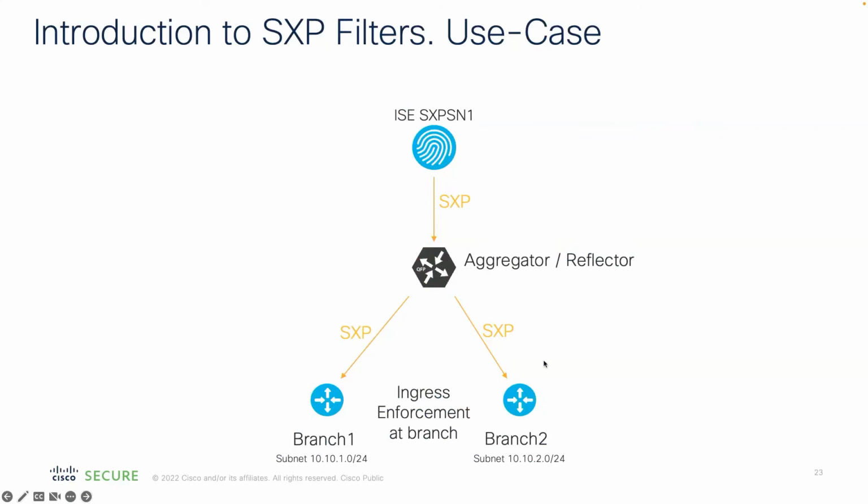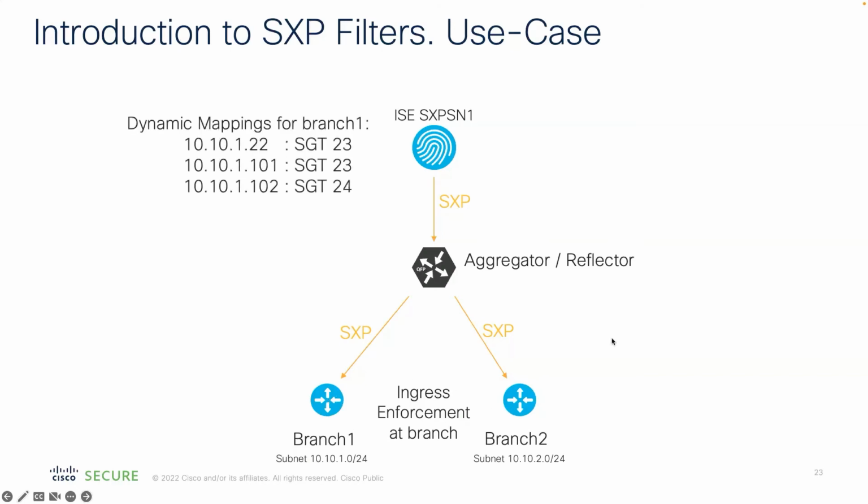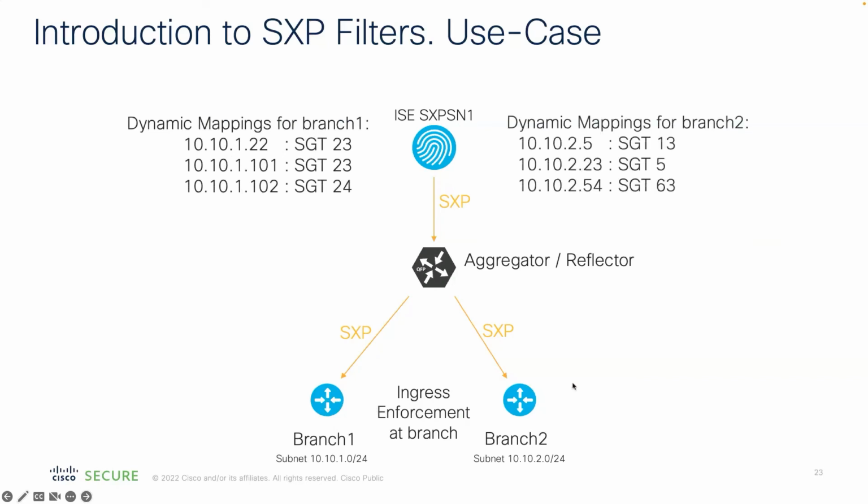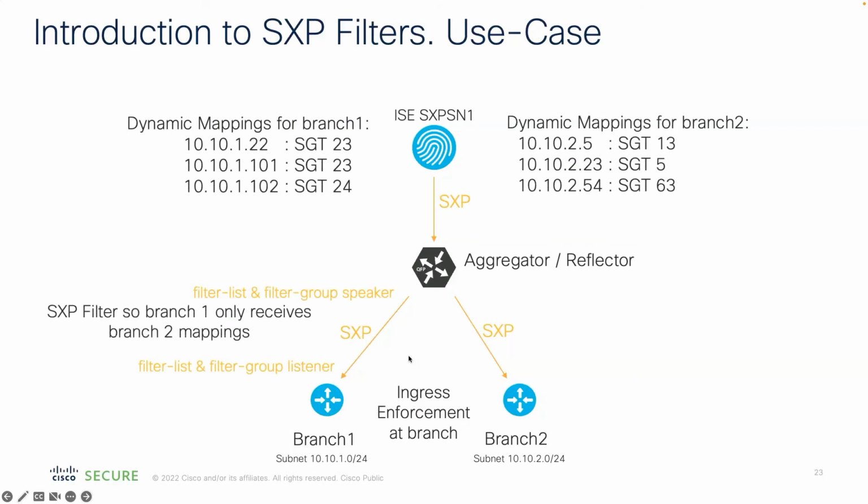Now, in this use case the customer may want to enforce ingress enforcement on the branches. If we're going to be ingress enforcing, the branches need to know the destination mappings. On branch 1, we have dynamic mappings, so this router or switch will know about the dynamic mappings for the endpoints on branch 1. Branch 2 will know about the dynamic mappings in branch 2. But as far as SXP is concerned, why send branch 1 mappings back to itself if it already knows them? To enforce, we need to know the branch 1 mappings and the branch 2 mappings.